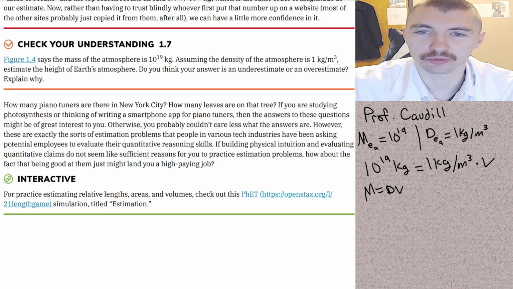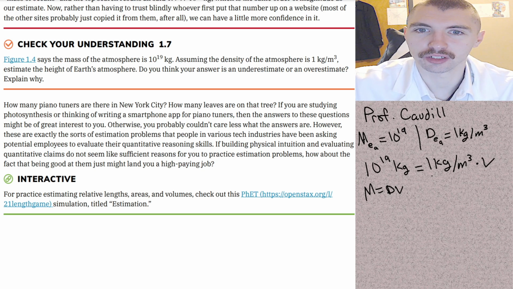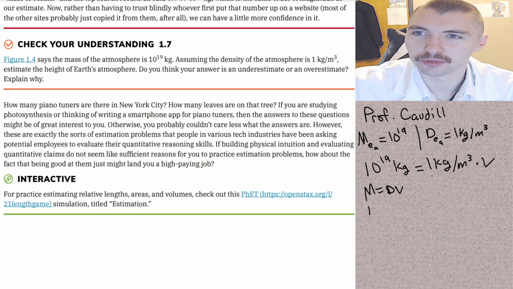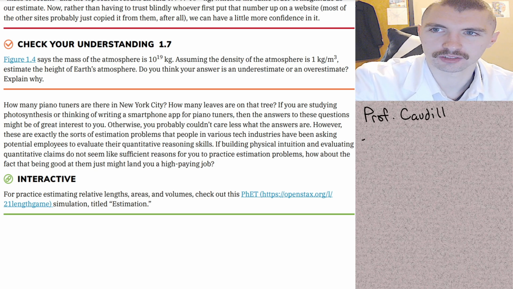So we know height is one dimension of cubic meters. So we need to get one dimension of height. So 10 to the 19 equals. So I think the density is simple. So what we really want is, yeah, I'm not really sure. So let's just move on.